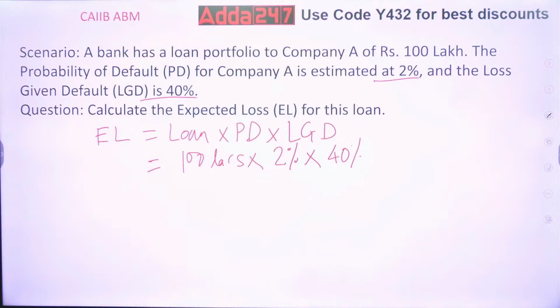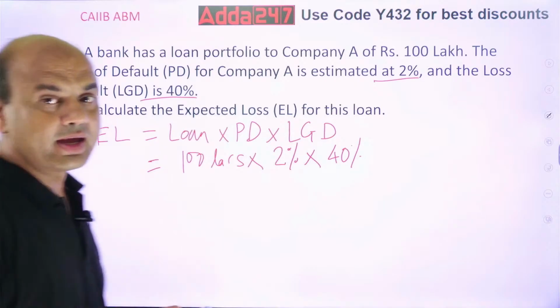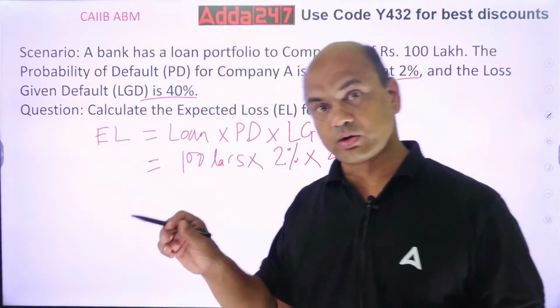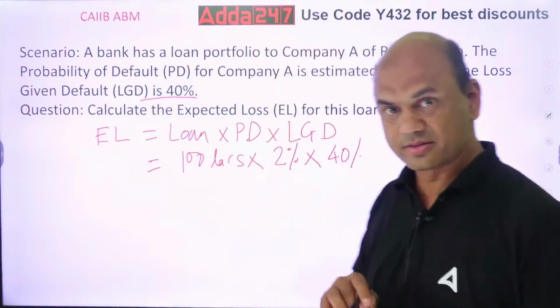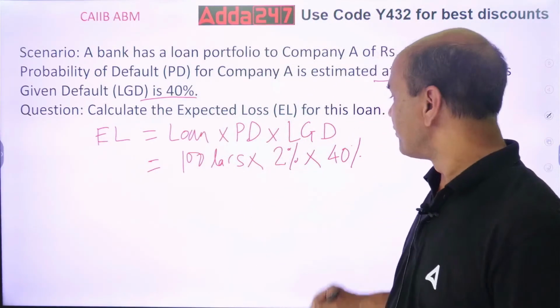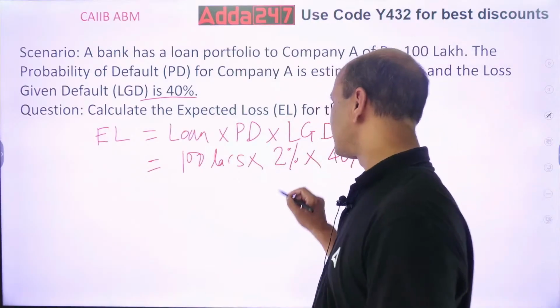Kindly don't do it manually, okay? Always try it with a calculator. Why am I telling you? Because don't try it orally. 40 into 2 is 80, don't just say 80%, because you will go wrong in this. Whenever you are calculating percent, kindly note this.